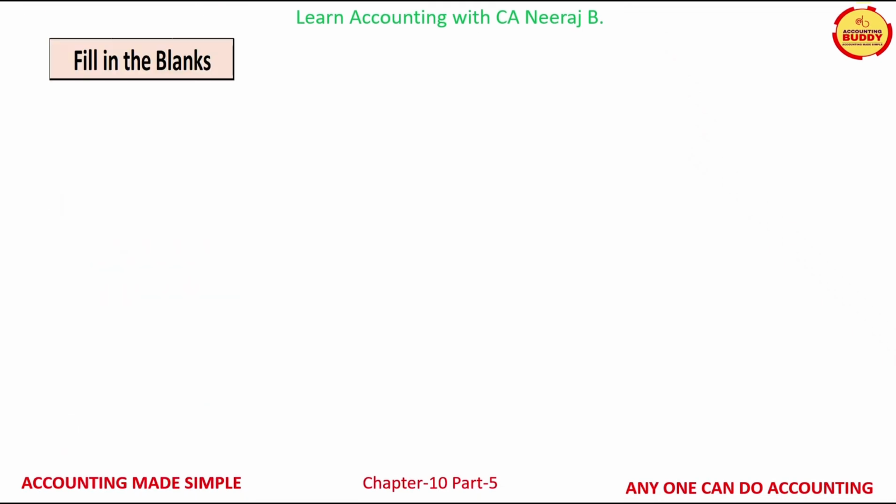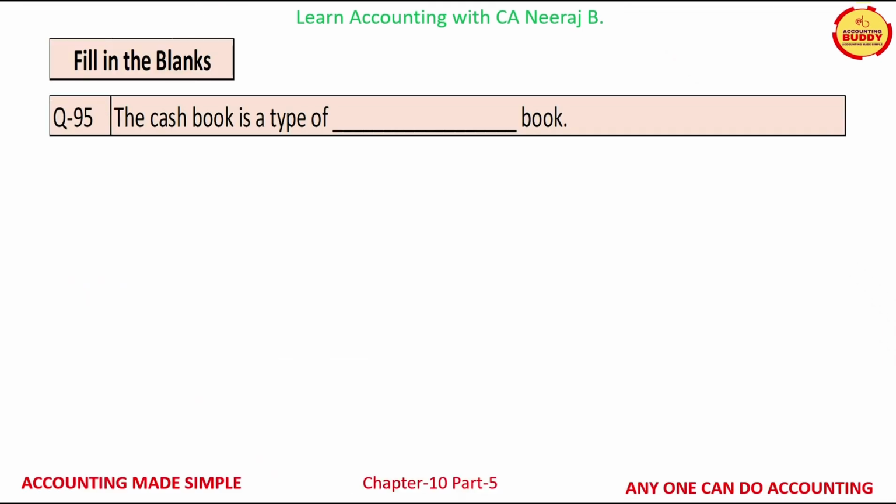In this section, we will address fill in the blanks questions. Question number 95 is the cash book is a type of dash book. The correct word is subsidiary book.